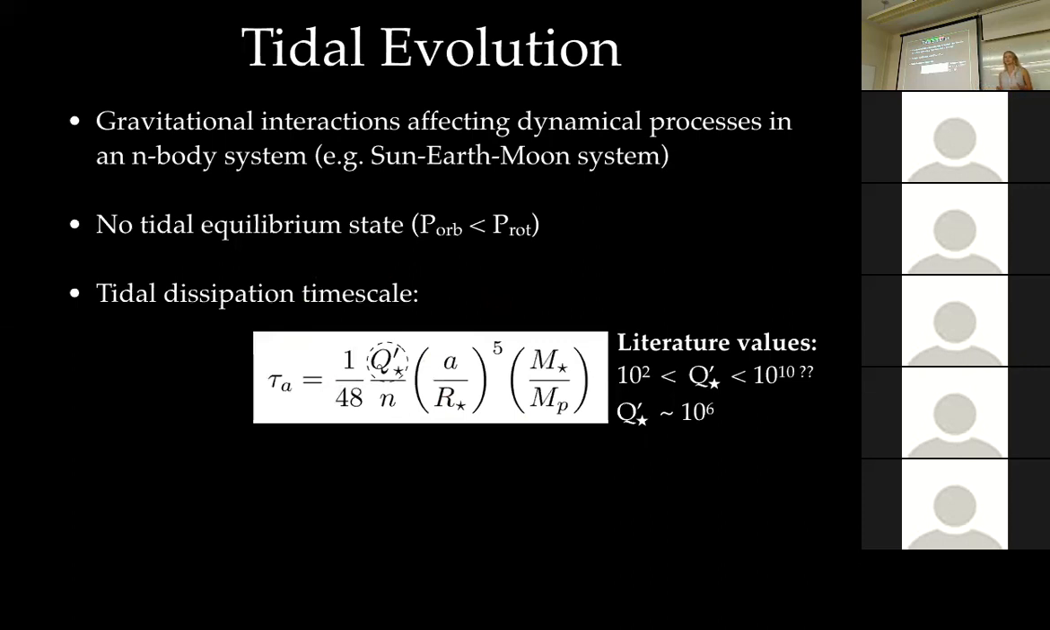It's a single parameterization of all the physical processes that happen in tidal dissipation. And I know I use a subscript star here, but this is true for any celestial body. It's basically how susceptible is this body to these tidal effects. As a result of a single parameterization, this tidal quality factor is not very well understood. In fact, literature values span several orders of magnitude, where the current accepted value for a main sequence star is about 10 to the 6. But because we expect this timescale to be quicker in more evolved stars, we expect it to be closer to 10 to the 2, 10 to the 3.